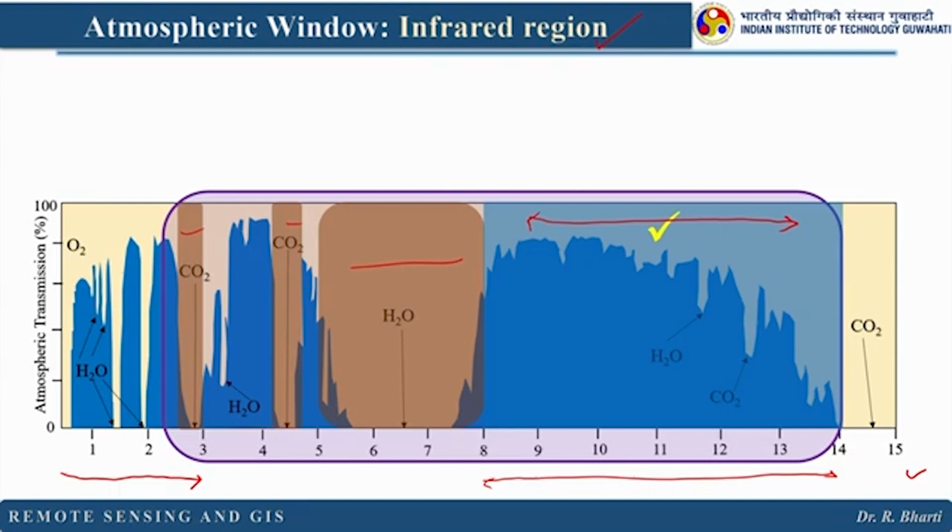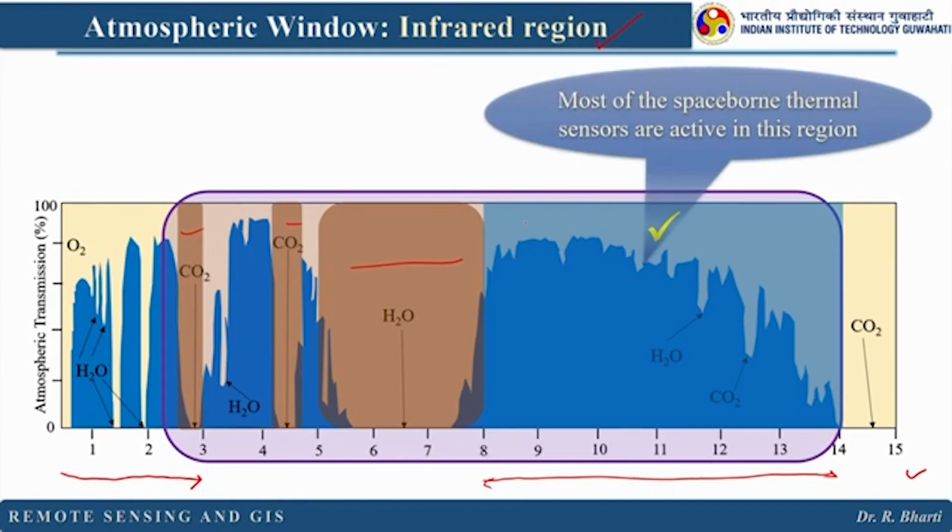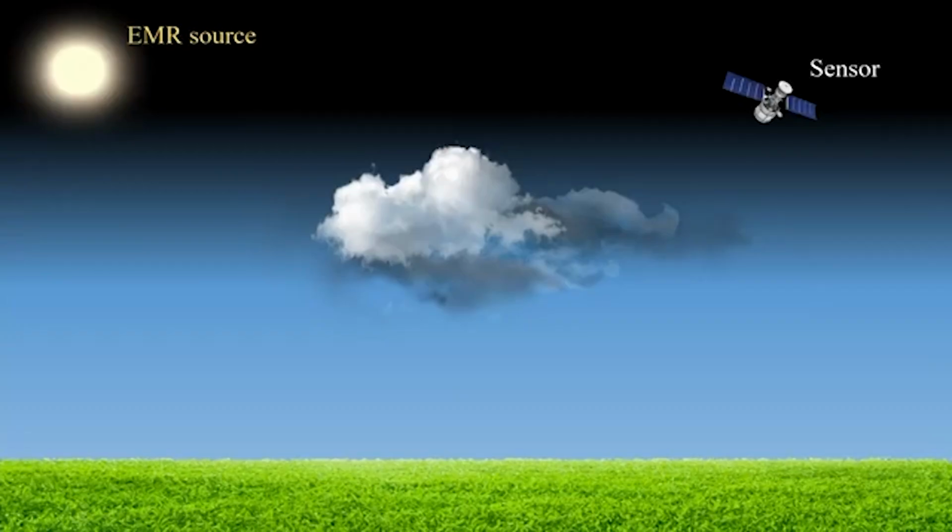Now let us understand this particular wavelength, which is highlighted here, you can see this, right? This is the wavelength you can find in all the thermal infrared sensors. That's why I have written that most of the space-borne thermal sensors are active in this region, because atmospheric transmission is good. So let us understand what exactly we measure here.